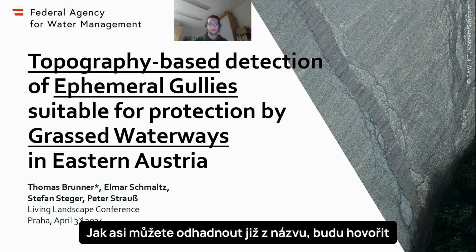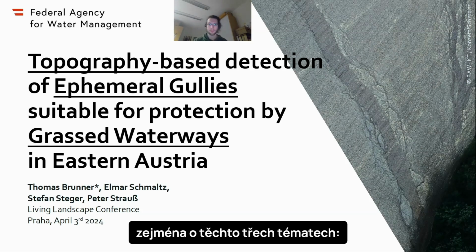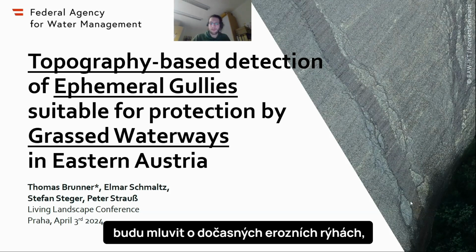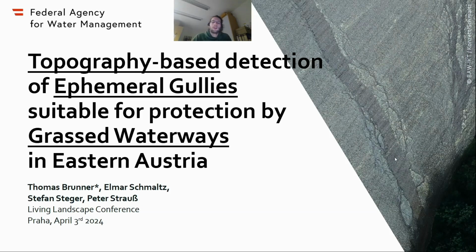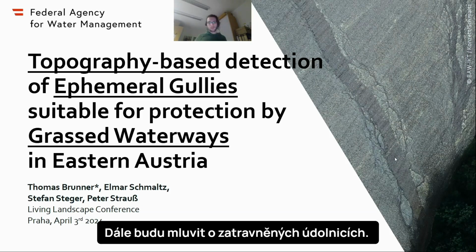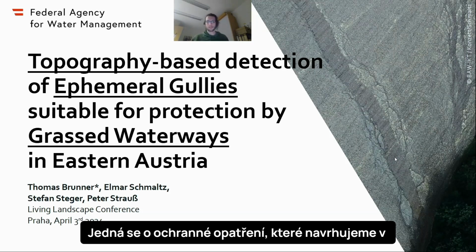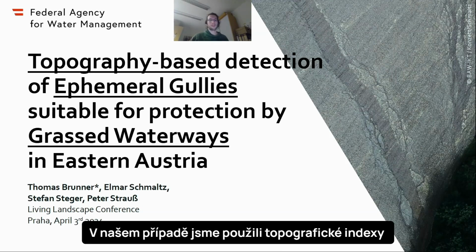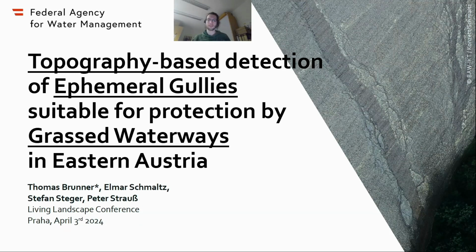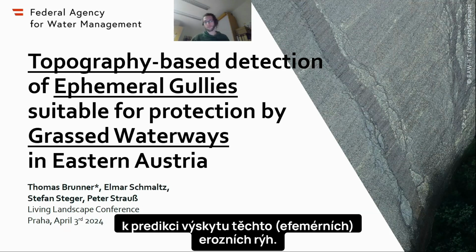So as you can probably tell from my title, I'm going to talk about these three things a lot. I'm going to talk about ephemeral gullies. You can see one right here in this image. This is a feature of linear erosion. I'm talking about grassed waterways. This is the mitigation measure that we propose for situations like these. And I'm going to talk about topography. In our case, we used topographical indices to predict these locations of ephemeral gullies.